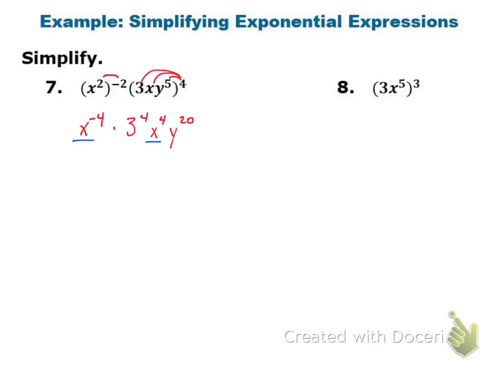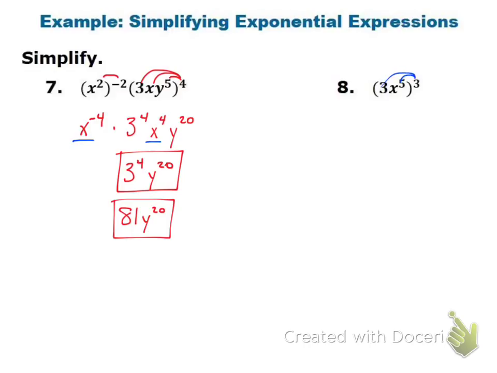Then I can combine any like terms, so to speak. They're both x's, so when I multiply them, I add the exponents together. I would get x to the 0 power, which gives me nothing. So I get 3 to the 4th and y to the 20th. If I wanted to actually simplify down 3 to the 4th power, that would be 81. So I could write it either as 3 to the 4th y to the 20th or 81 y to the 20th. Either way is a suitable answer.